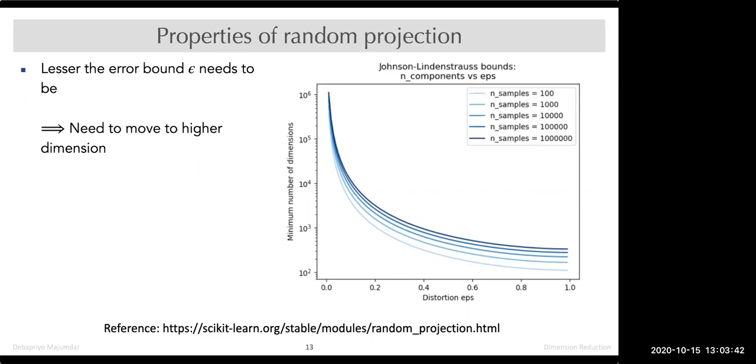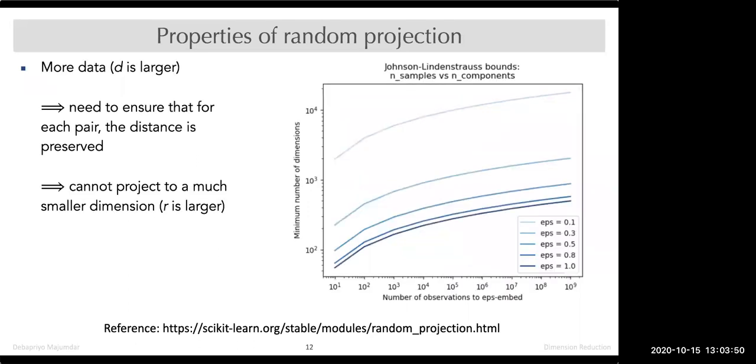So, sir, what this graph says is that if you want to lessen the error bound, then we need to move to a higher dimension. The previous graph also says that, right? For 1 billion points, if the number of dimensions is 10,000, then the distance preserved is 0.9.